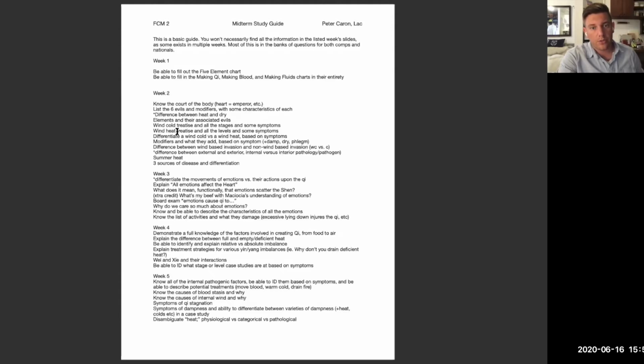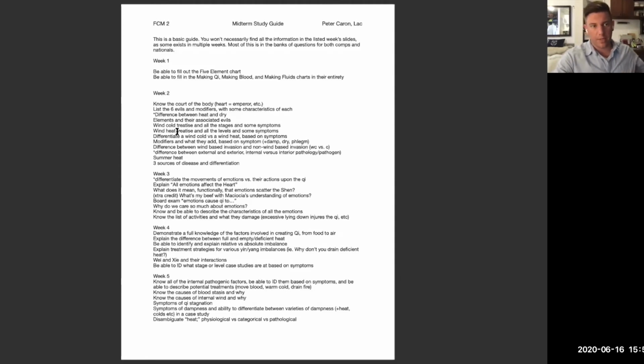I want you to be able to figure out what the modifiers look like, and what they add based on symptoms. So damp heat, I'm not exactly sure what I meant by that.